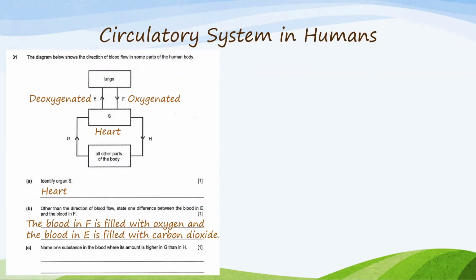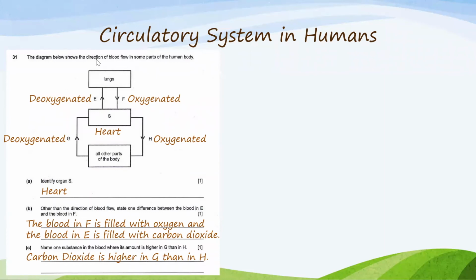Next, name a substance in the blood where its amount is higher in G than in H. They're asking for one substance that is higher in G than in H. So let's take a look at the blood flow. H is blood flowing from the heart to the other parts of the body, whereas G is blood flowing from the other parts of the body back to the heart. G is deoxygenated blood, whereas H is oxygenated blood. So H is blood filled with oxygen, higher content in oxygen, and G is blood filled with a high amount of carbon dioxide. So carbon dioxide is higher in G than in H.